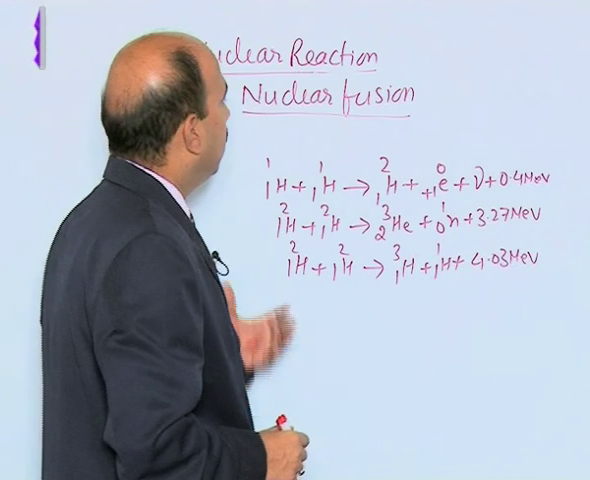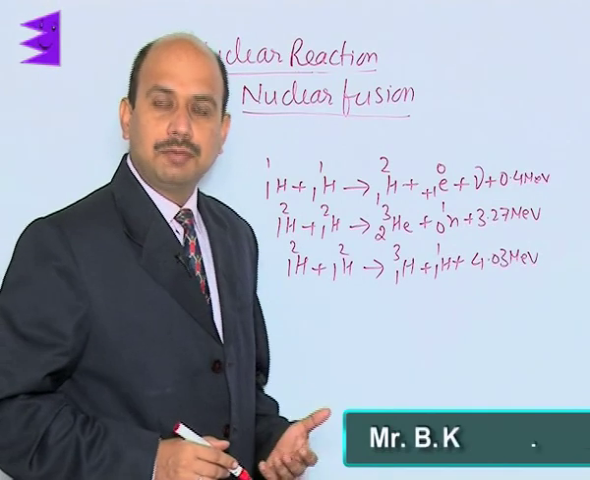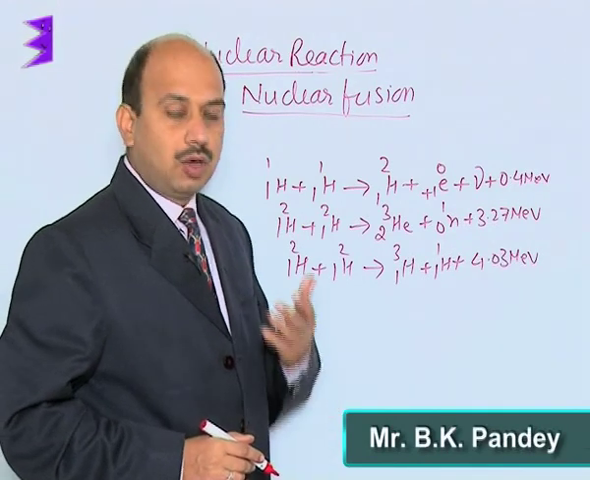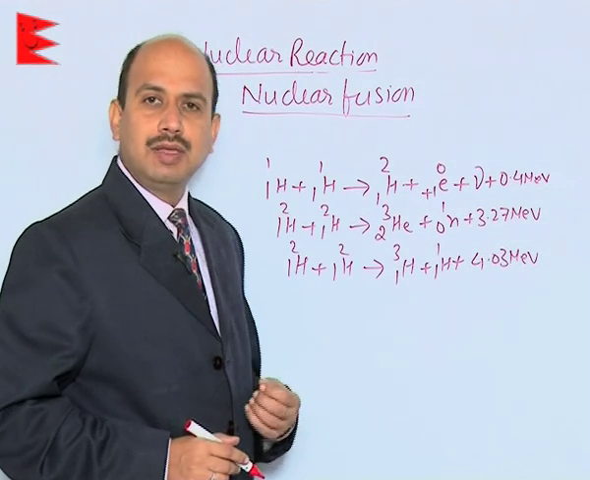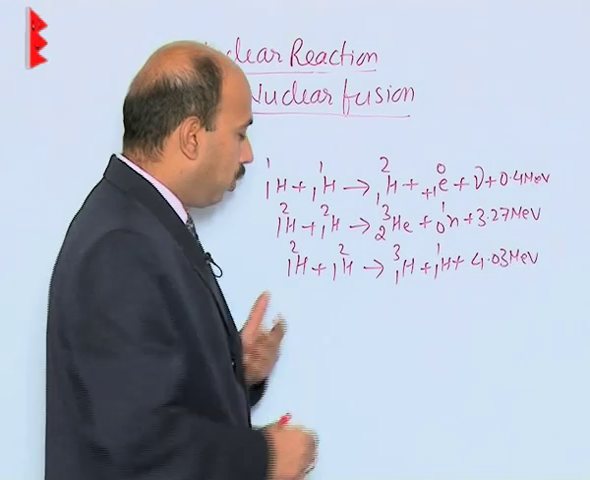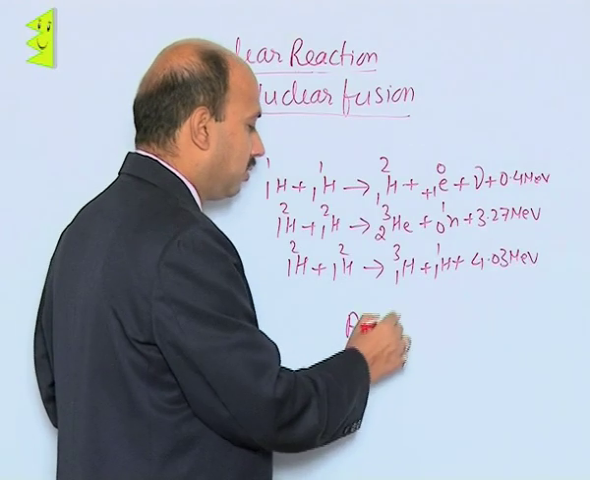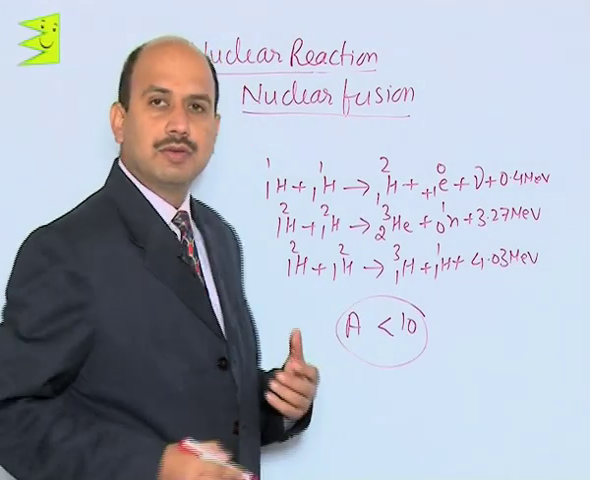Now, see here nuclear fusion reaction. We have seen nuclear fission reaction. Now, let us see nuclear fusion. In nuclear fusion, elements having mass numbers approximately less than 10 take part in the nuclear fusion reaction.